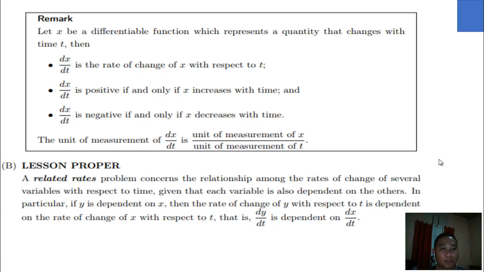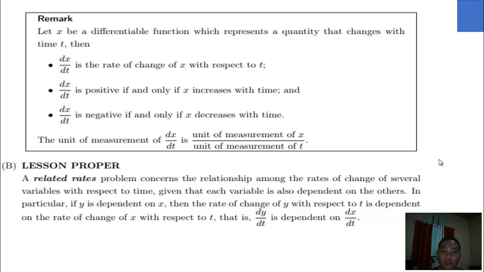So a related rates problem concerns the relationship among the rates of change of several variables with respect to time, given that each variable is also dependent on the others, because the area is dependent on the radius of the circle. In particular, if y is dependent on x, if the area is dependent on the radius, then the rate of change of y, or the rate of change of the area, with respect to time t, as time increases as the third variable, is dependent on the rate of change of x with respect to time t also.